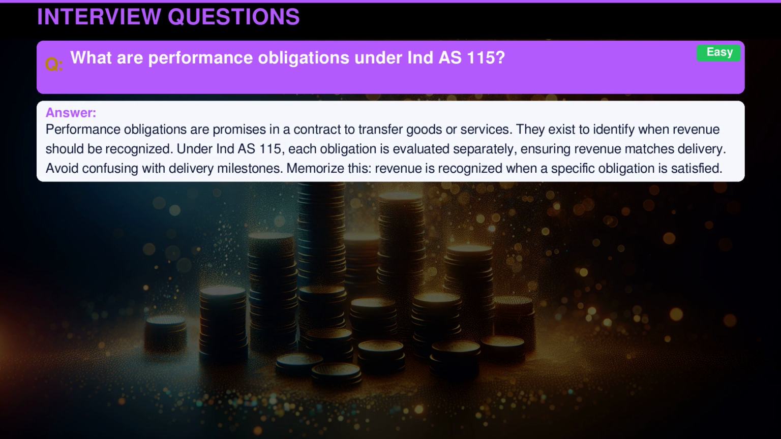Performance obligations are promises in a contract to transfer goods or services. They exist to identify when revenue should be recognized. Under Indian Accounting Standard 115, each obligation is evaluated separately, ensuring revenue matches delivery. Avoid confusing with delivery milestones. Memorize this. Revenue is recognized when a specific obligation is satisfied.